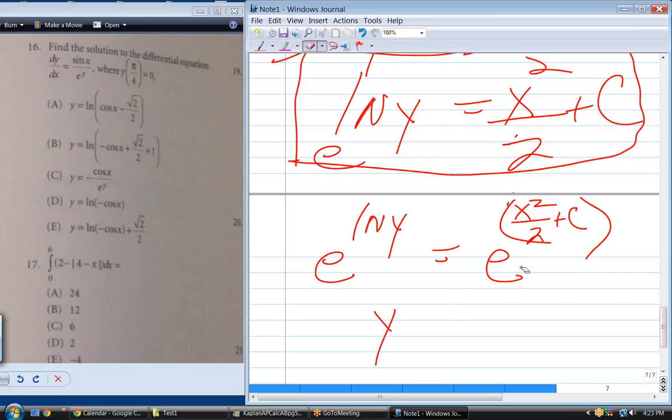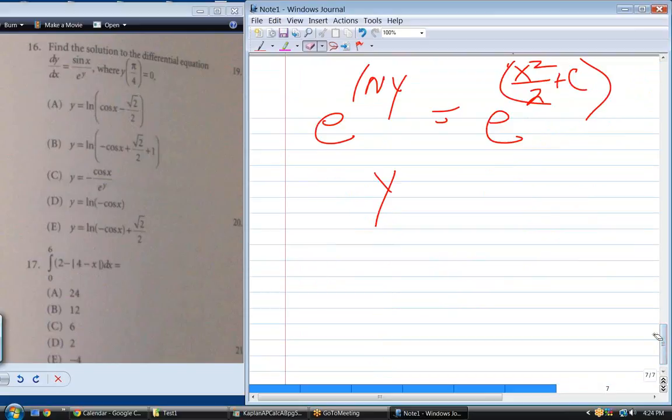Now, this also gets a little tricky. Let's go through this while we're talking about it. So it looks like y is e to this, right? Yes.